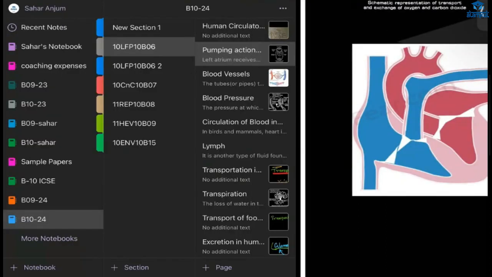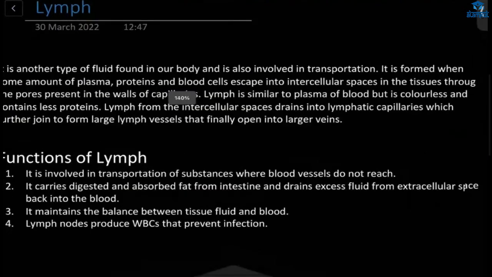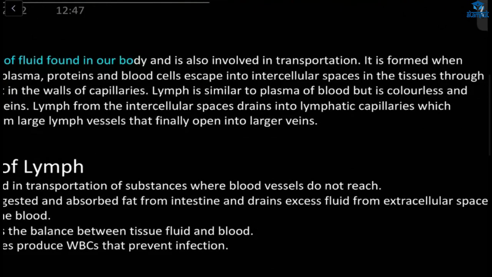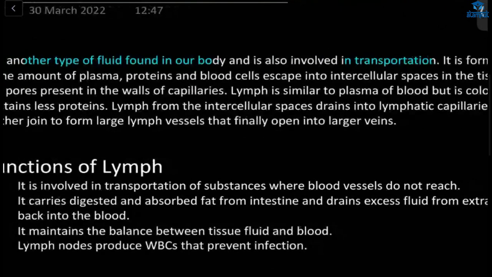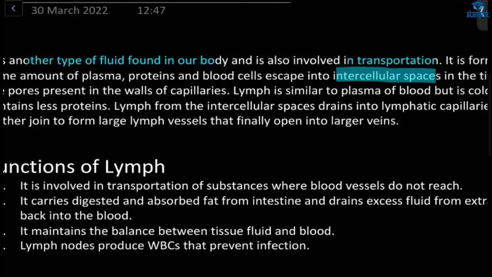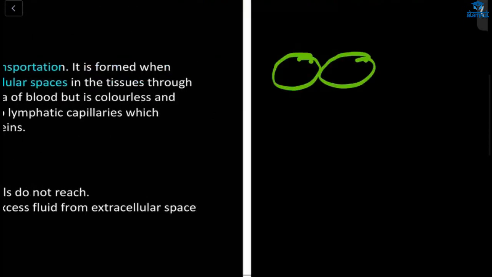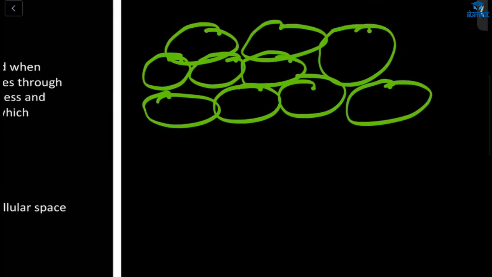Now let's see. Okay, one more thing is there. Lymph. It is another type of fluid in our body. It is also involved in transportation. Now there are intercellular spaces in our cells. See, what is intercellular spaces? This is cell. This is cell. This space is called as what?